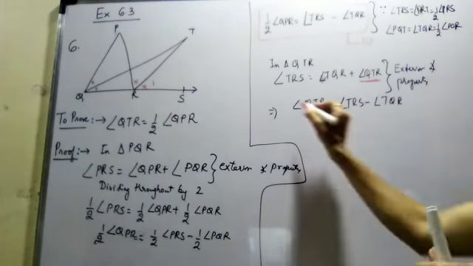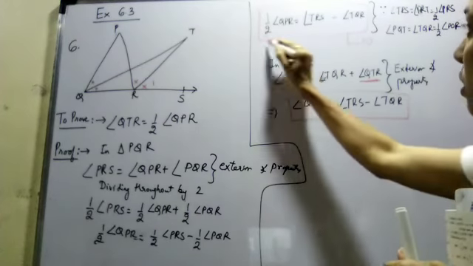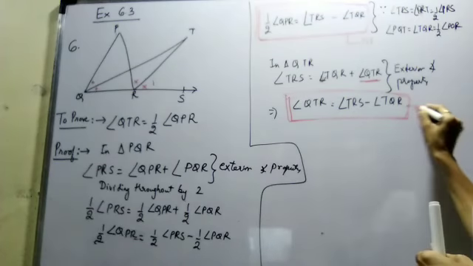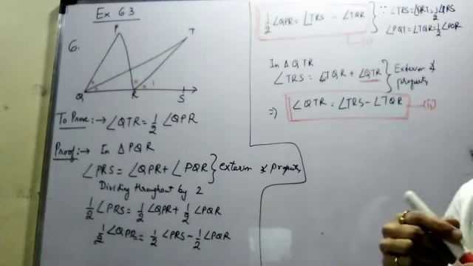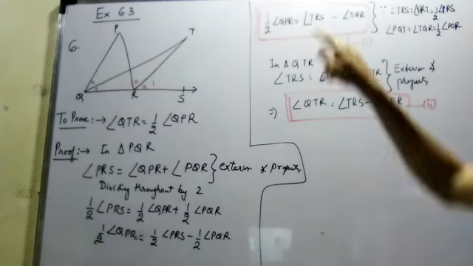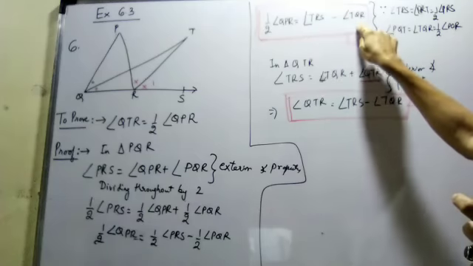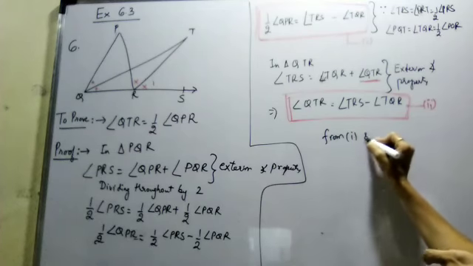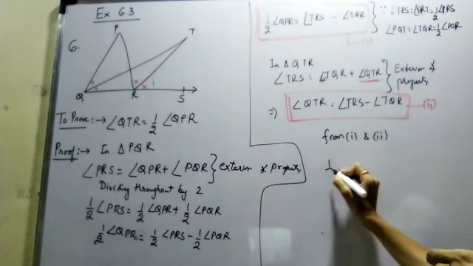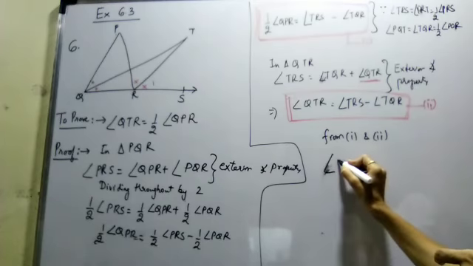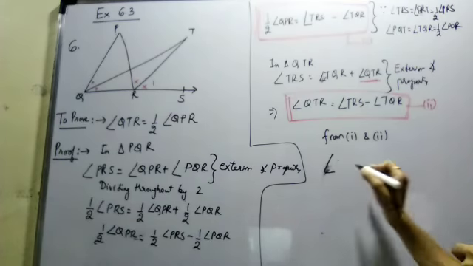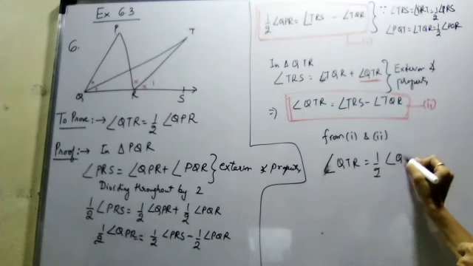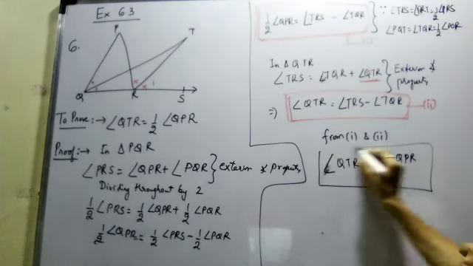Now observe this one and this equation. If you see, the right hand side has half of TRS minus TQR, and this is also having TRS minus TQR. So we can write down from 1 and 2, I can write down that angle, which one? QTR. This angle is half of angle QPR, and hence it is proved.